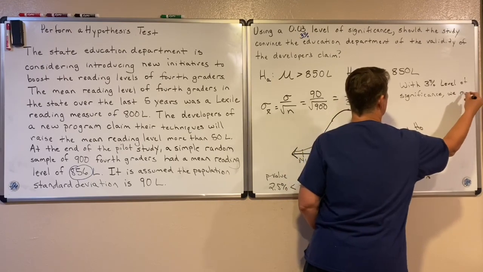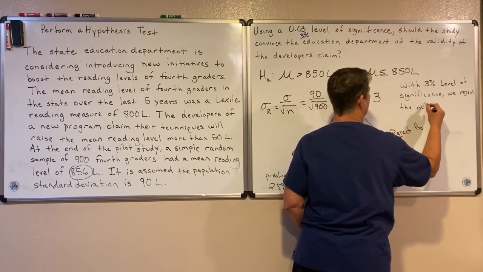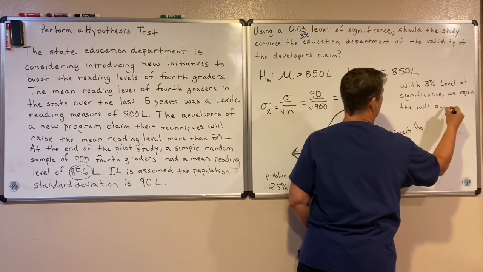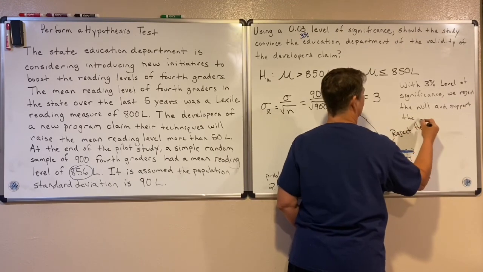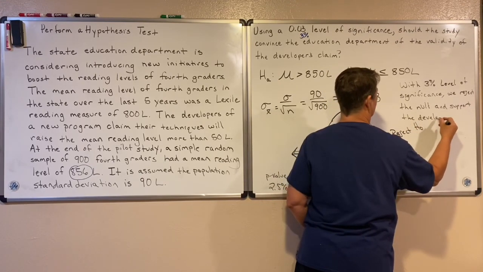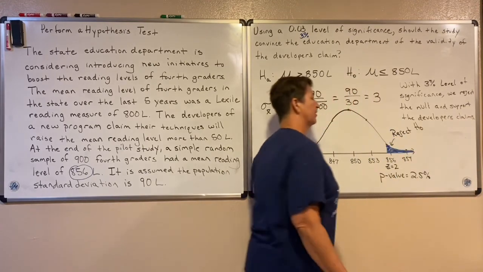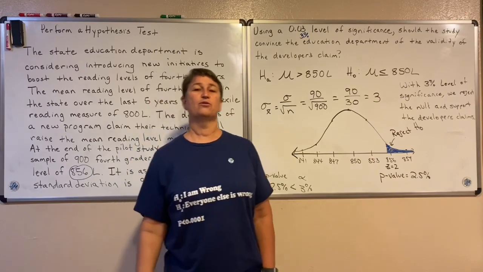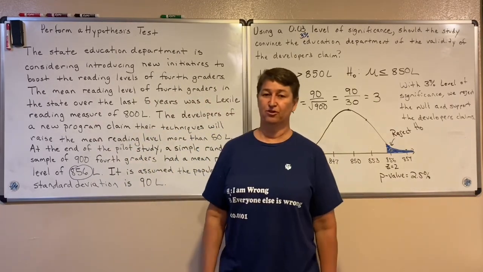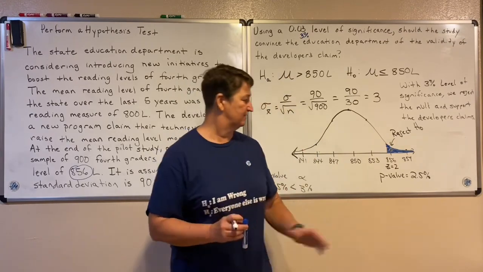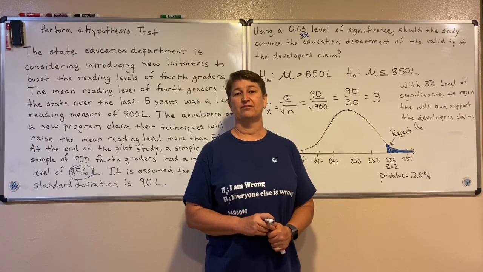we reject the null and support the developer's claims. Now we implement this reading initiative throughout the entire state based upon this hypothesis test. So we've collected that test statistic and it was far enough out there. Let's do another hypothesis test.